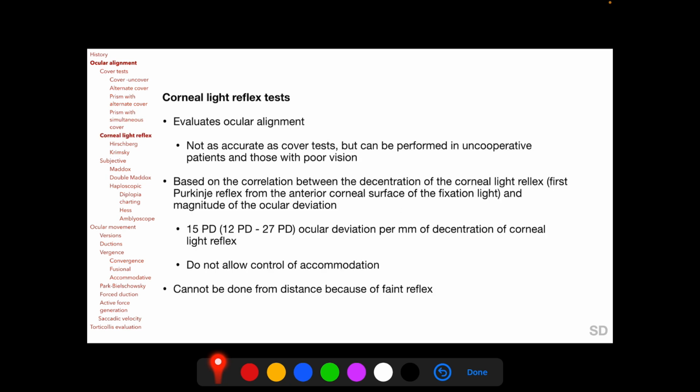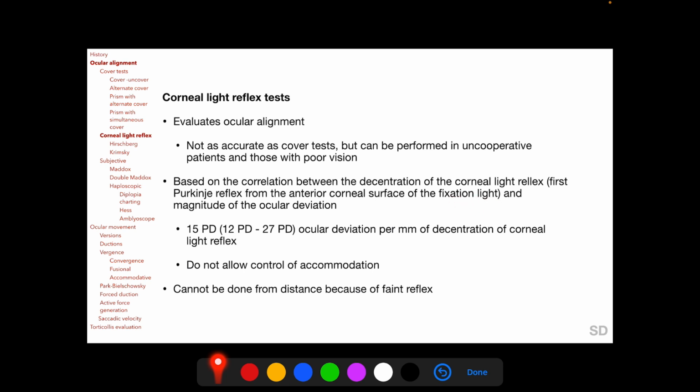Corneal light reflex tests also evaluate ocular alignment, but they are not as accurate as cover tests, but can be performed in uncooperative patients and those with poor vision. These tests are based on the correlation between decentration of the corneal light reflex and the magnitude of the ocular deviation, which has been found to be approximately 15 prism diopters of ocular deviation per millimeter of decentration of the corneal light reflex.